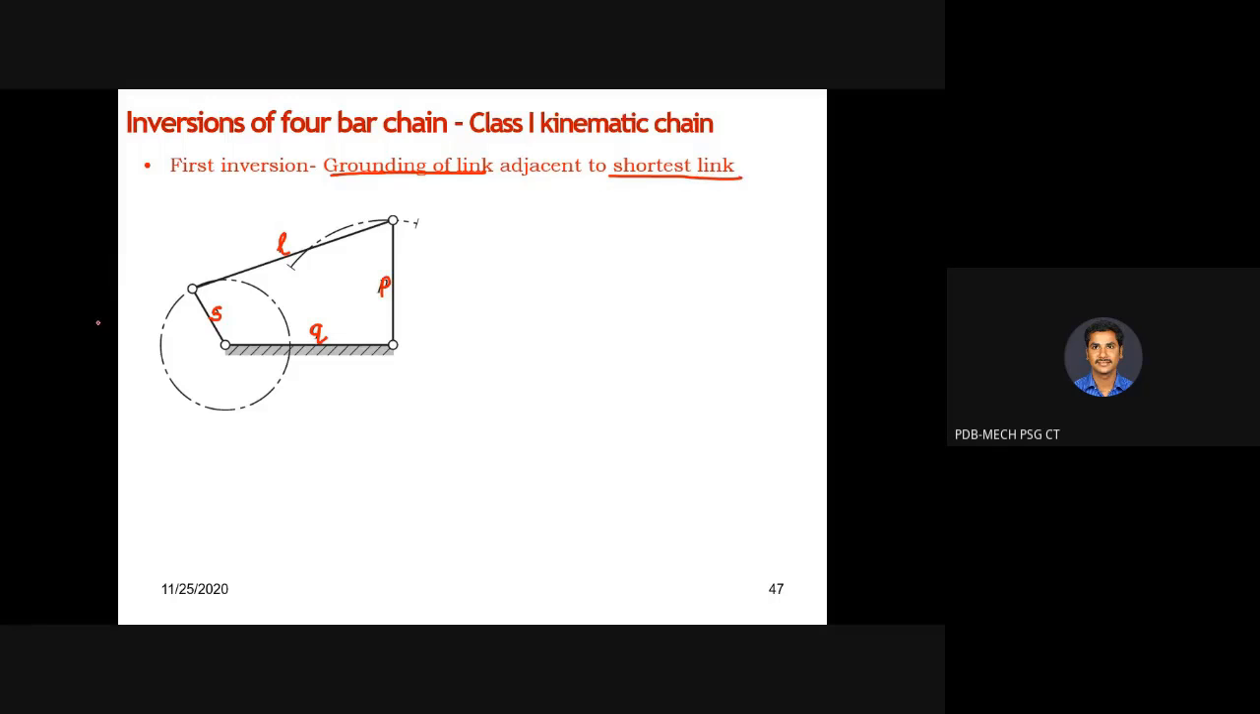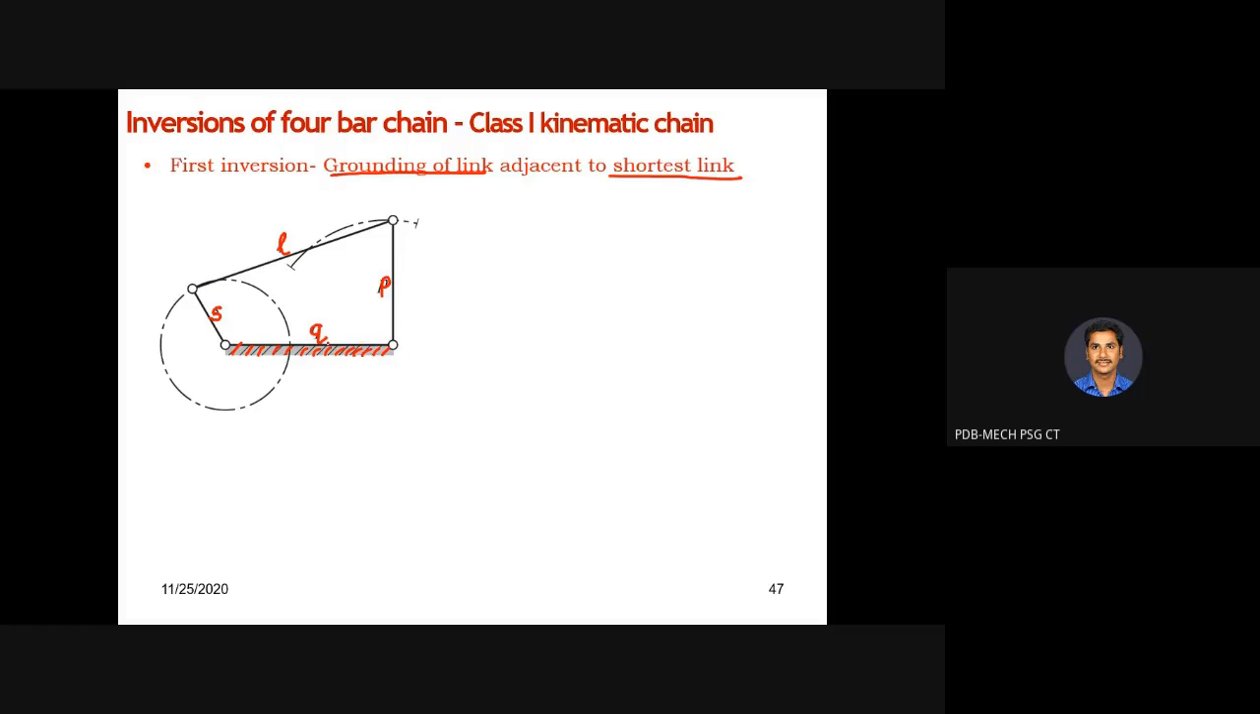So which is the shortest link? It is S. Which one is adjacent to the shortest link? Q and L are both adjacent, right? So in the first inversion let me fix Q, and in another inversion I'm going to fix L. In the first inversion I'm going to fix Q, which is adjacent to the shortest link. I'm going to fix Q as my first inversion.